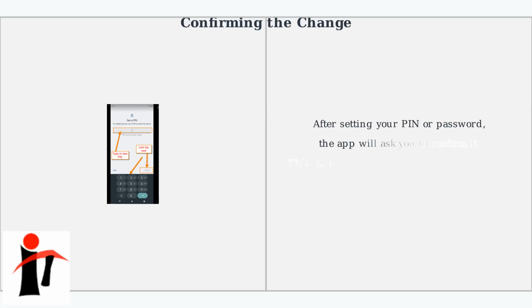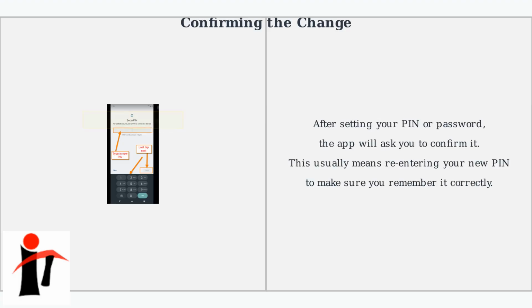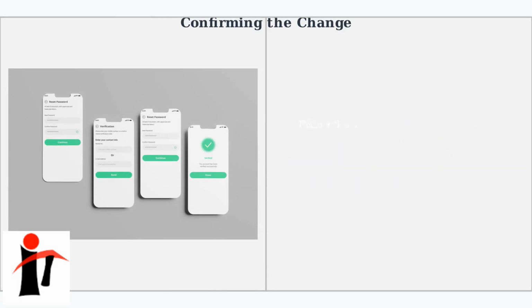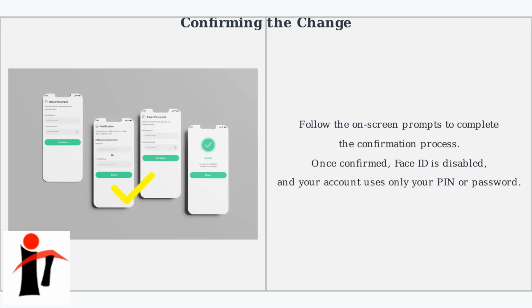Once you've set up your PIN or password, the app will likely ask you to confirm the change. This might involve entering your new PIN/password to ensure you remember it. Follow the on-screen prompts to complete the confirmation process. After confirmation, Face ID should be fully disabled and your account will be accessible only with your PIN or password.